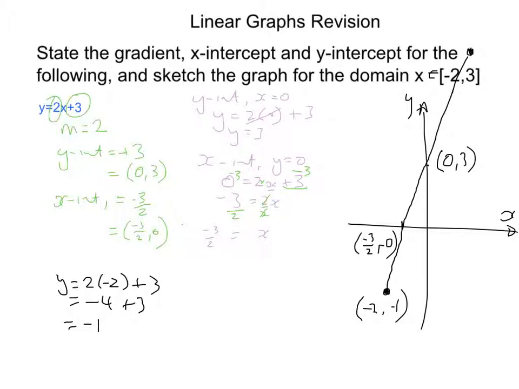And for the other end, up the top, the x-coordinate will be 3. And to find our corresponding y-coordinate, y will be 2 times 3 plus 3 equals 6 plus 3, which is 9. So we get 9 as our coordinate there. Okay.